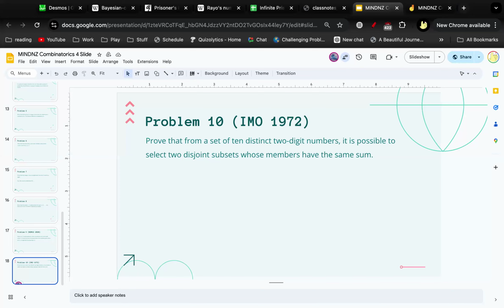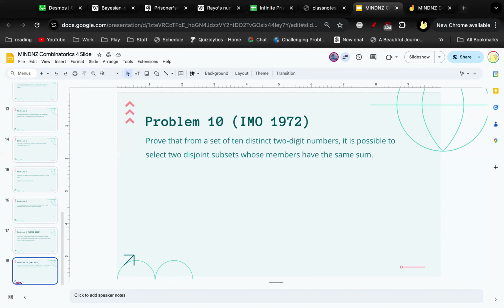Do we count the empty set? Yeah, let's count it. Because for every element you can either put it in the subset or not put it in the subset. So it's a binary choice for every element, done 10 times: 2 to the power of 10, right? So we have 1,024 different subsets that we could possibly choose.